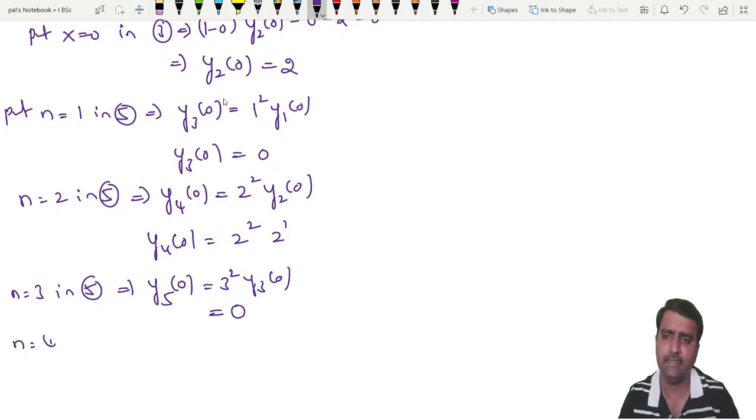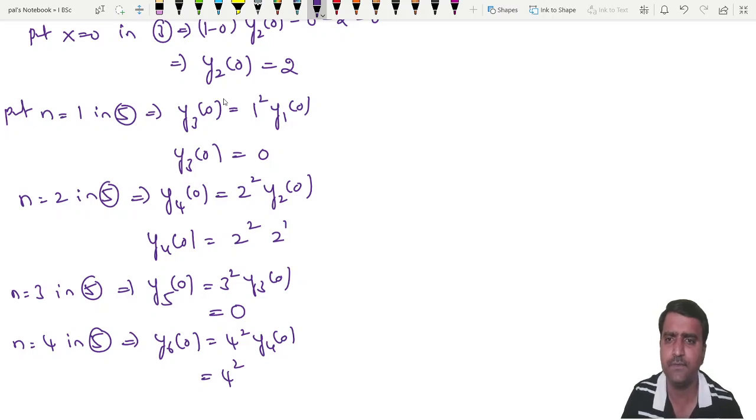So similarly take n is equal to 4 in 5, which implies that y6 of 0 is equal to 4 square into y4 of 0, which is equal to 4 square into, what is y4 of 0? y4 of 0 is 2 square into 2 to the power 1. Okay, 2 power 1, 2 square, 4 square, like that it continues.